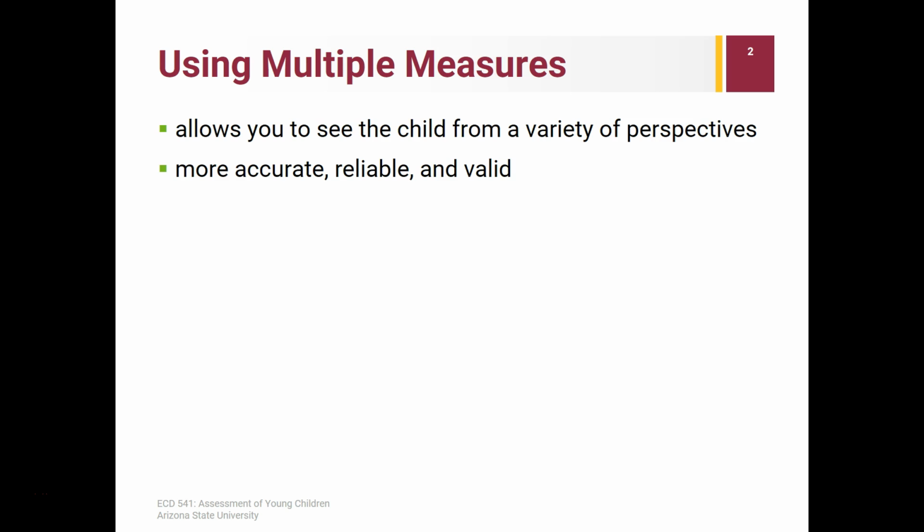Multiple windows allows us to see the child from a variety of perspectives, in different situations, at different times, using different data collection processes. For that reason, it sometimes is also described as multiple measures. Information is more reliable if it is obtained from multiple sources using different methods and in a variety of contexts. Using multiple measures will make your assessment more accurate, reliable, and valid. In this module, we will look at the different windows and how we can use them to assess our students.